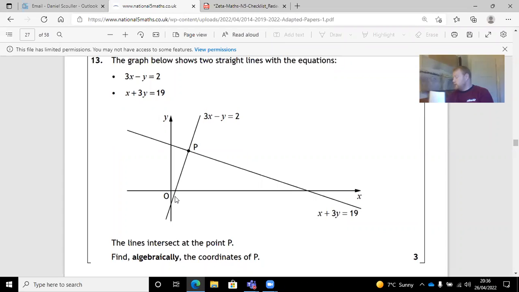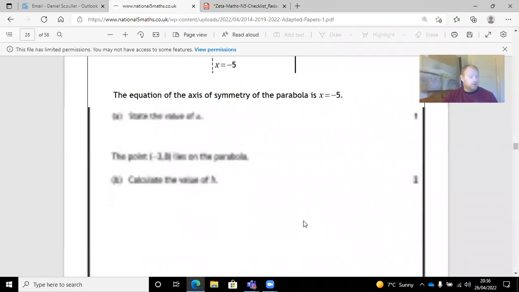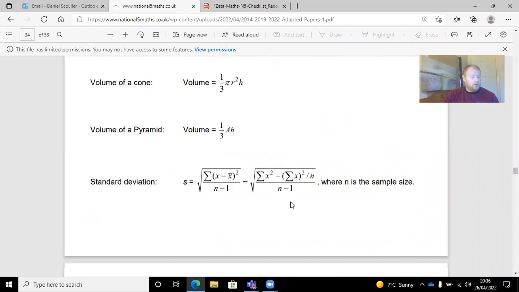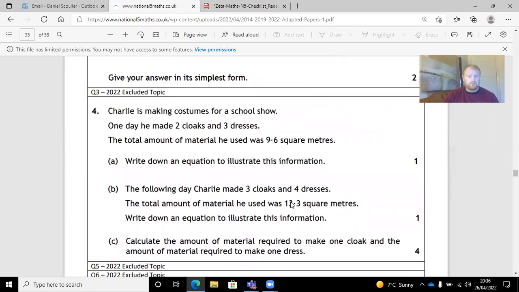And the last one I gave you was just a wee question, and a wee story. They're all wee questions. 2016, paper 1, question 4. Same as the first one we did. Alright, so 2 cloaks and 3 dresses equals 9.6 square metres. Write down this information. 2C plus 3D equals 9.6. Simple. 3C plus 4D equals 13.3. Those are your first 2 expressions.